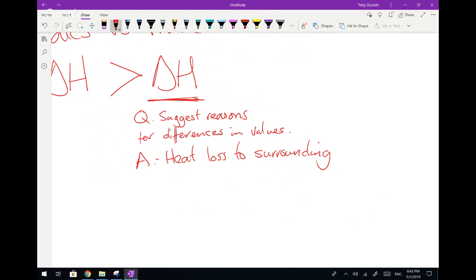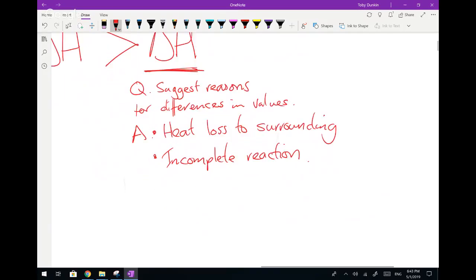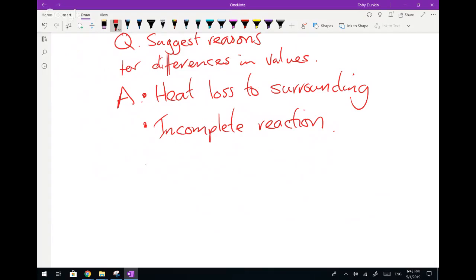So whenever you do this, you always learn several reasons. The second one is an incomplete reaction. So maybe the reaction didn't finish. A very good reason. If a reaction is incomplete, you'll produce less heat. The next one is side reactions, alternative reactions occurring, producing less heat. Alternative reactions occur.